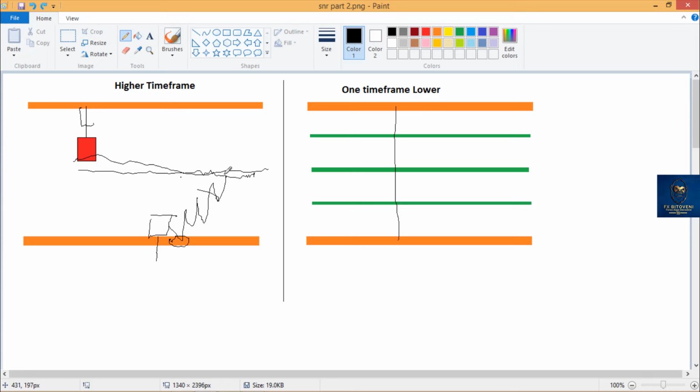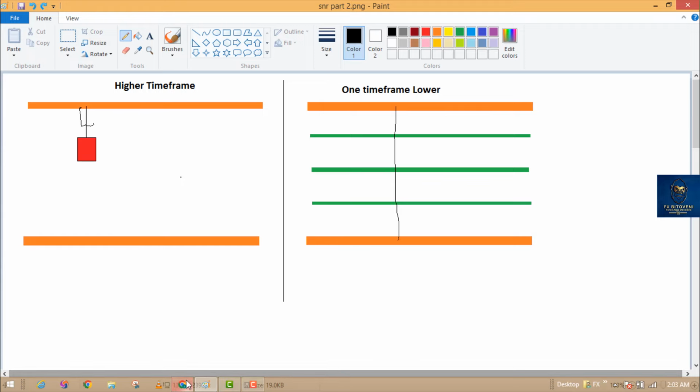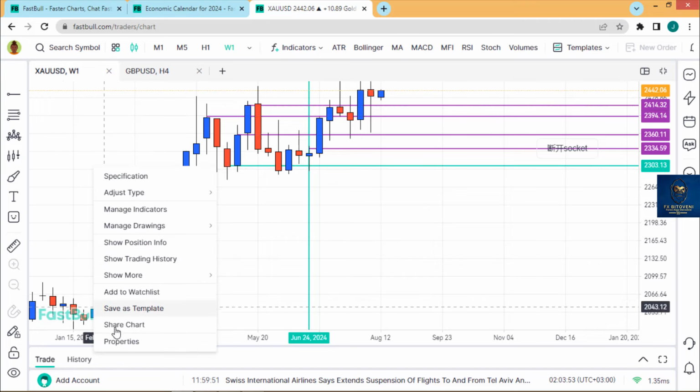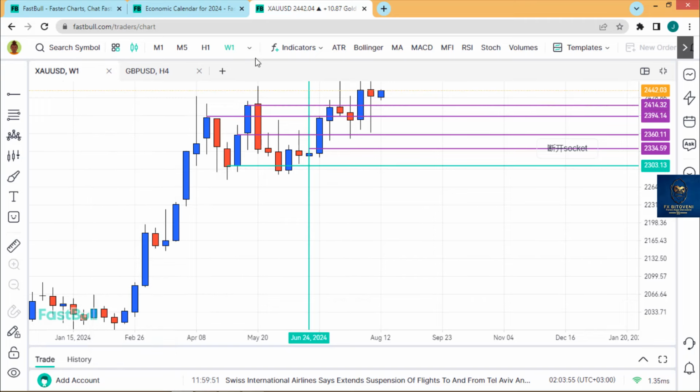Hope you truly understand what I mean. So here we must buy until we come here. If a zone is broken, we expect a retest, then we keep going higher. Hope you understand.